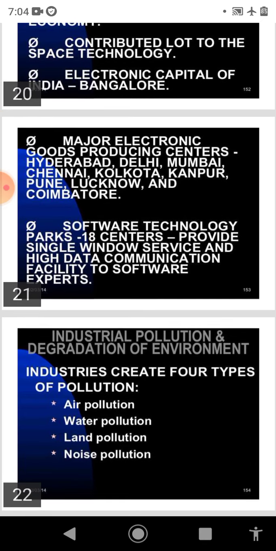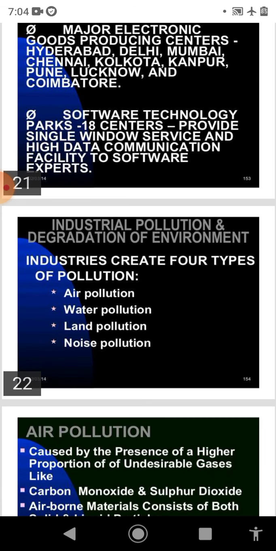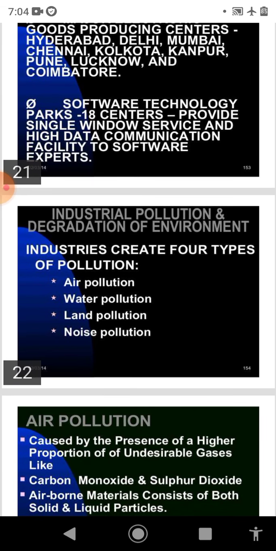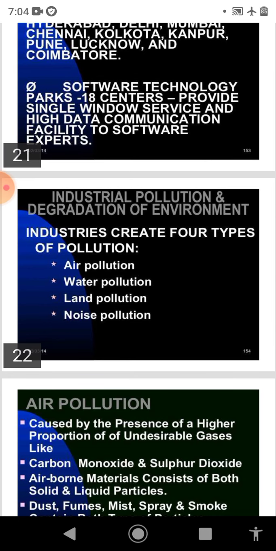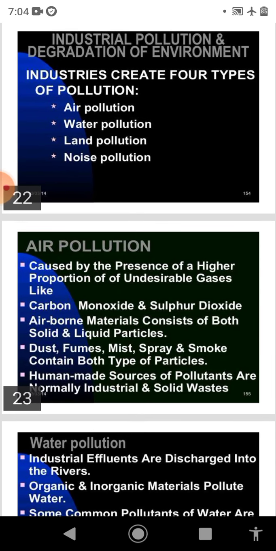After that, we will discuss industrial pollution and environmental degradation. The industries create 4 types of pollution: air pollution, water pollution, land pollution, and noise pollution. First we will discuss air pollution. The smoke emitted by industries pollutes air and water very badly. Air pollution is caused by the presence of a higher proportion of undesirable gases such as carbon monoxide and sulfur dioxide.